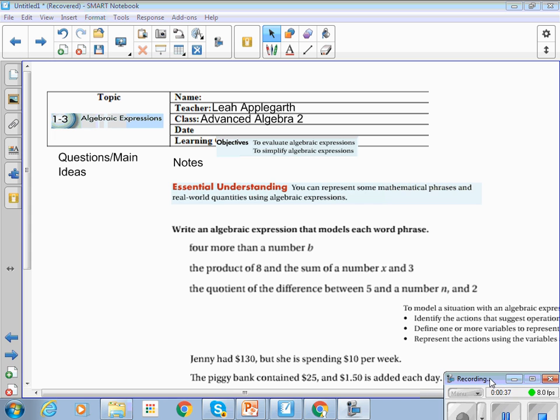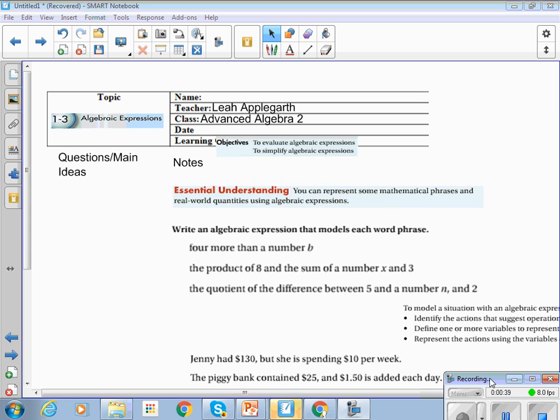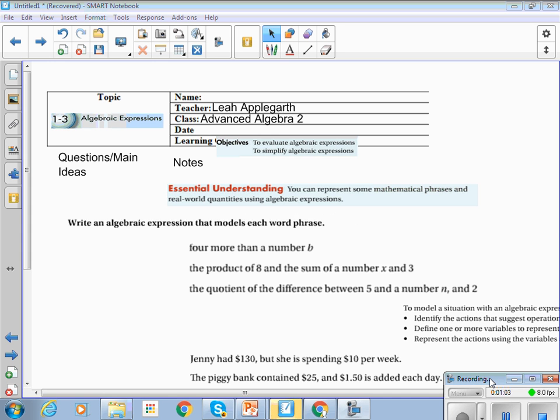Okay, so essential understanding for this section, and we want to make sure we get this before we hop out of 1-3. You can represent some mathematical phrases and real-world quantities using algebraic expressions. So we're converting English language into mathematical algebraic expressions. So what we're going to do here is write an algebraic expression that models each word phrase.